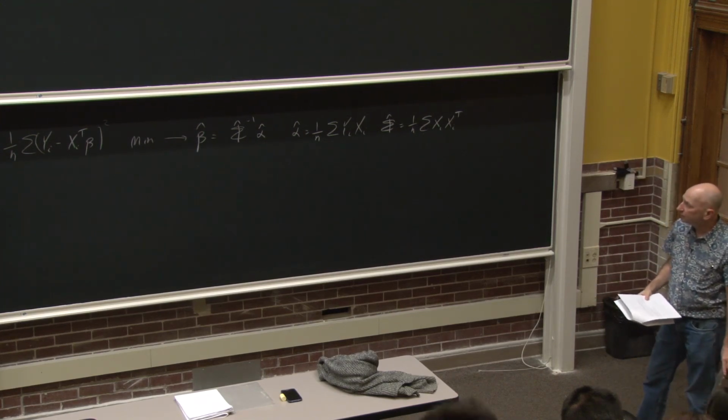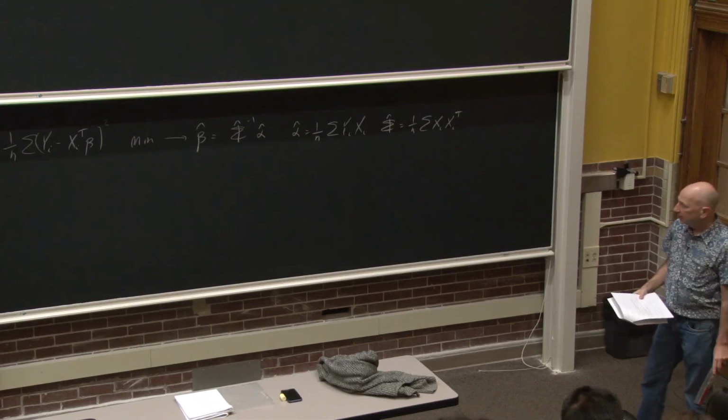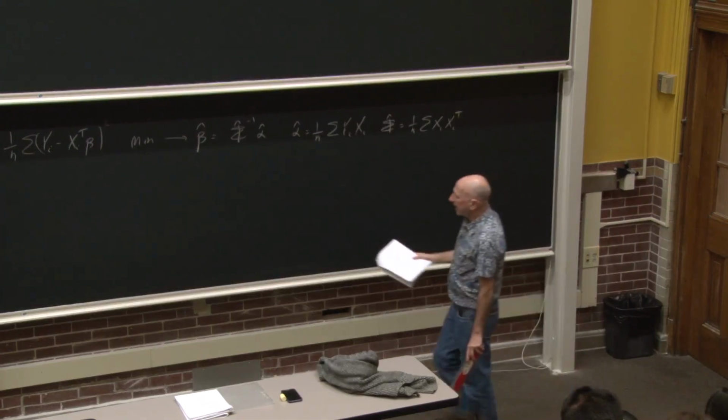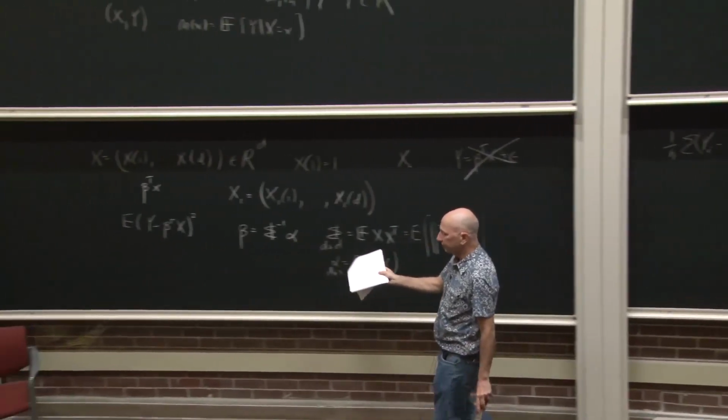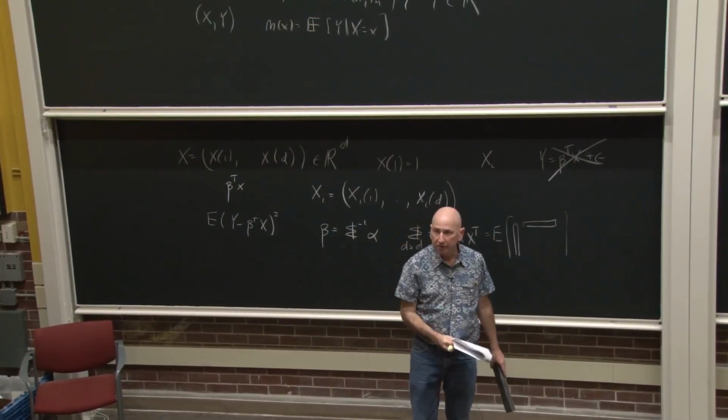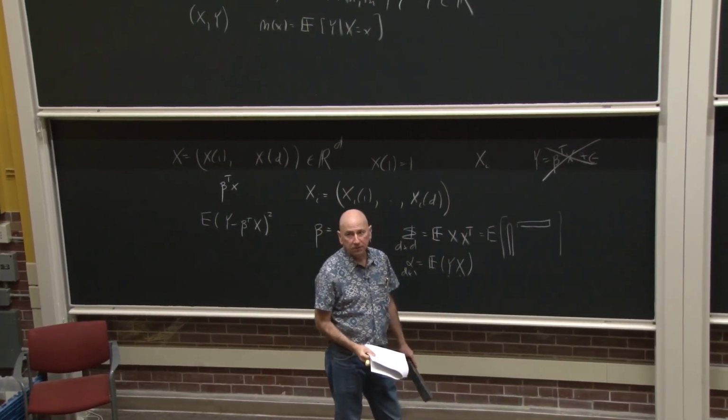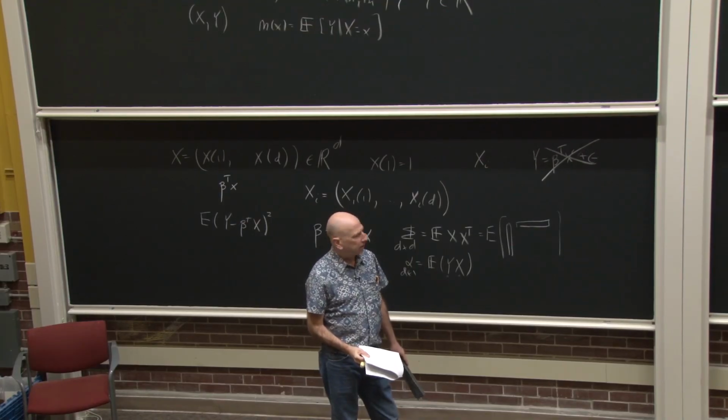It's very simple. And the way to think about it again is that beta hat is not estimating the true regression function, it's just estimating the best linear predictor. Okay, any questions? Good. All right.